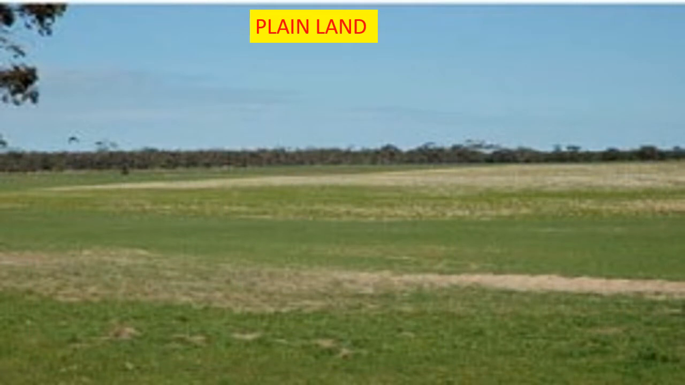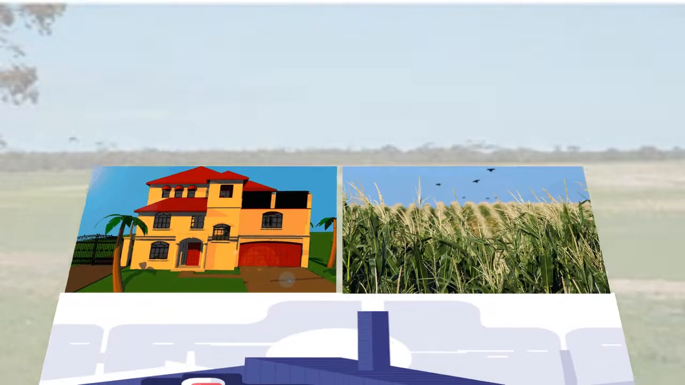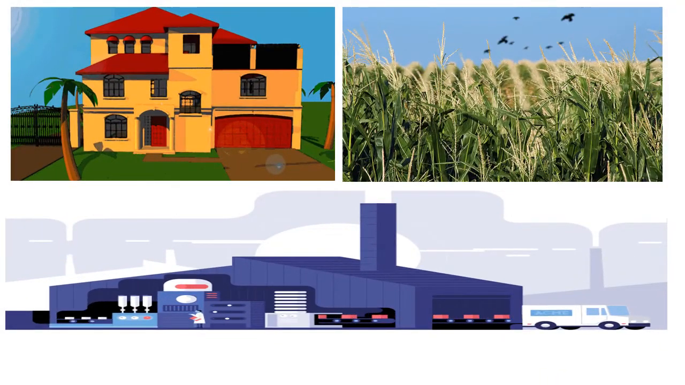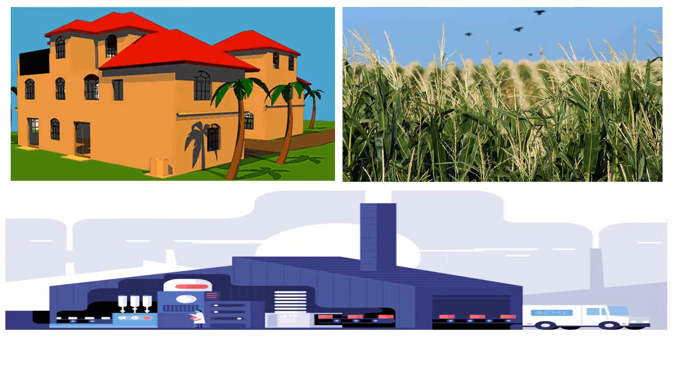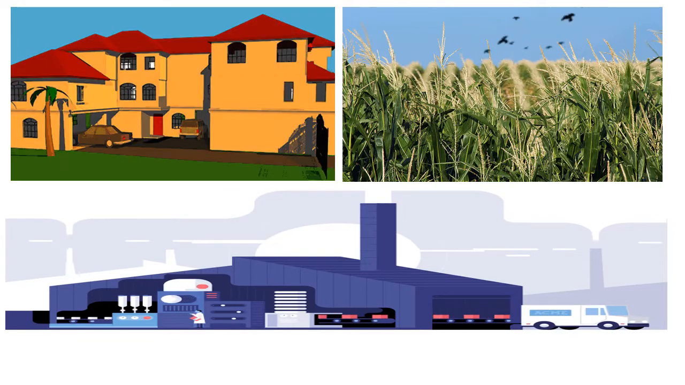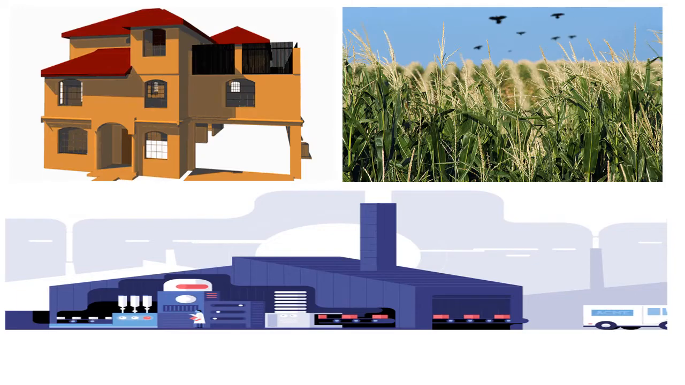Children, land which is flat is called a plain. Here we can see a large stretch of land and it is completely flat. Therefore, we call it plain land. We make use of plain land to build homes and factories. We also grow crops on plains.